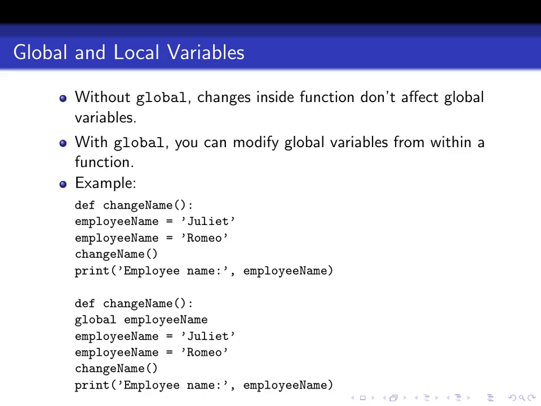Let's look at global versus local variables. By default, changes inside a function don't affect global variables. But by declaring a variable as global within a function, you can modify it. Here's an example where one function call doesn't change a global variable, but the other does after declaring it global.